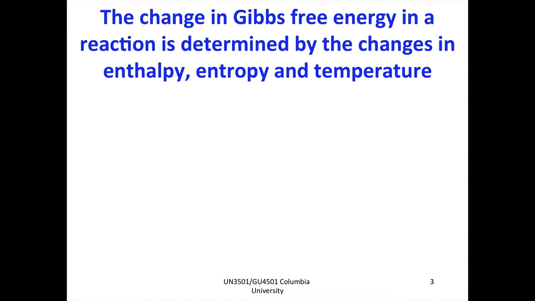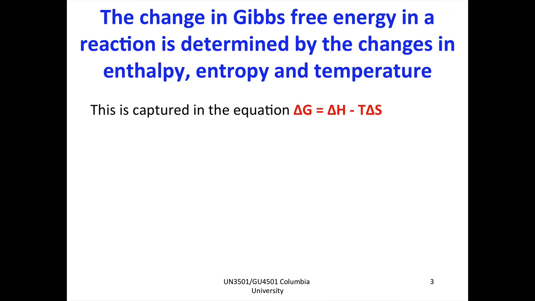So the change in Gibbs free energy in a reaction is determined by a few different factors. There's the change in enthalpy, that's the heat of the reaction, the change in entropy, or the disorderedness, and then the temperature as well. So the relationship here is captured by this equation: delta G, the change in Gibbs free energy in a given reaction, is equal to the change in enthalpy, or the heat evolved in the reaction, minus the change in entropy, delta S, multiplied by the temperature, and that's in degrees Kelvin.